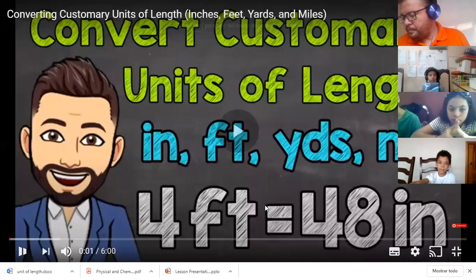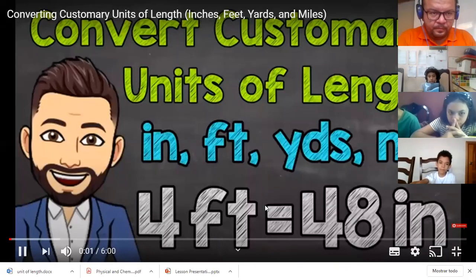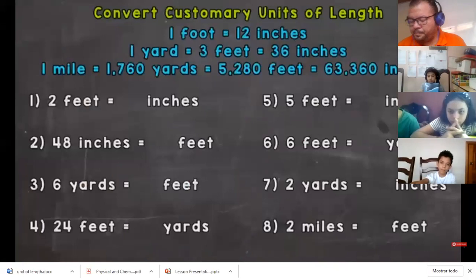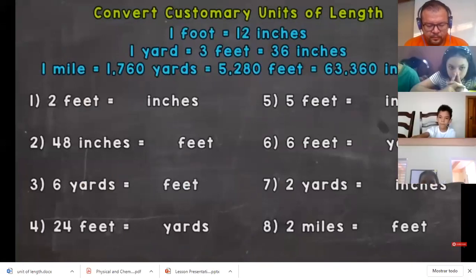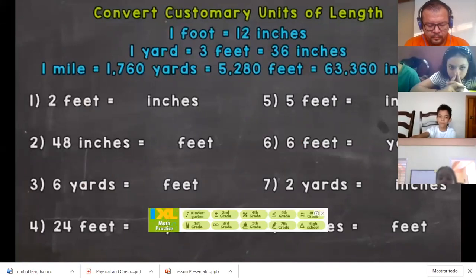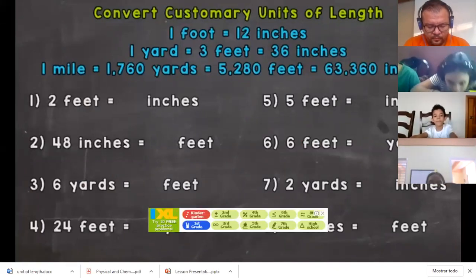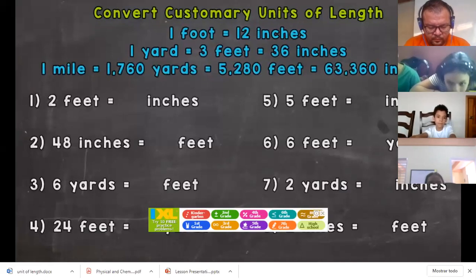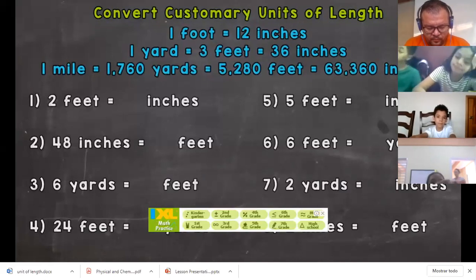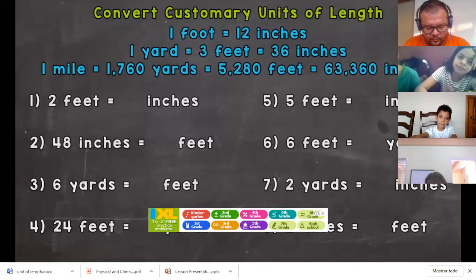Welcome to Math with Mr. J. In this video, we're going to be taking a look at converting customary units of length. And the units of length that we're going to be using are feet, inches, yards, and miles. And as you can see, there are 8 problems or 8 conversions that we're going to go through together in order to help you get this down.